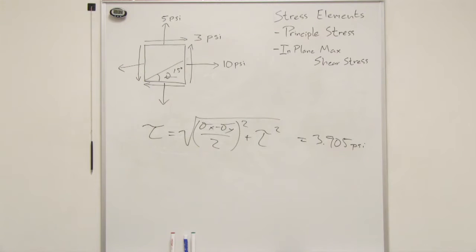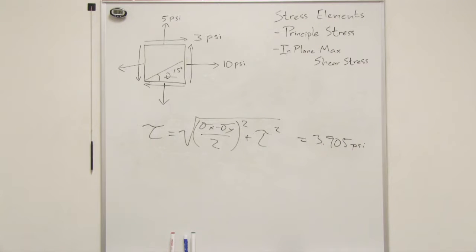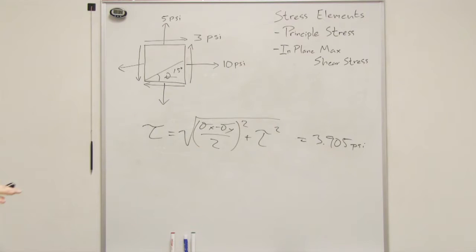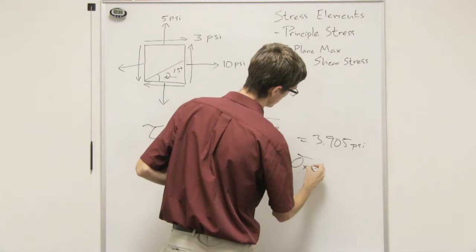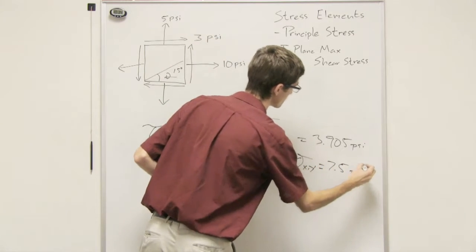And the normal stresses don't disappear like they do with the principal stresses, but where the shear stress is maximum, your normal stresses are going to be equal. It's actually going to be the average of the stresses. If you were to take these two stresses and average them, it would come out to 7.5, because 10 plus 5 divided by 2 is 7.5. So thereby we know that the x and y normal stresses are both 7.5 psi.